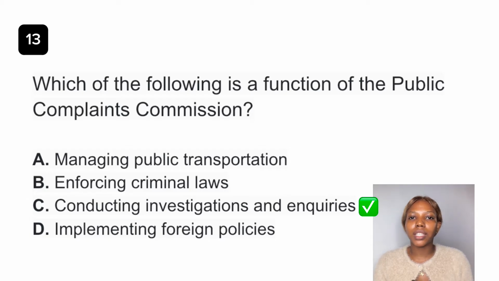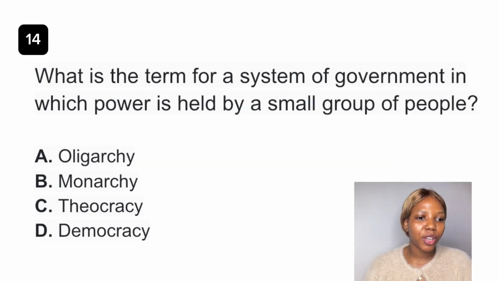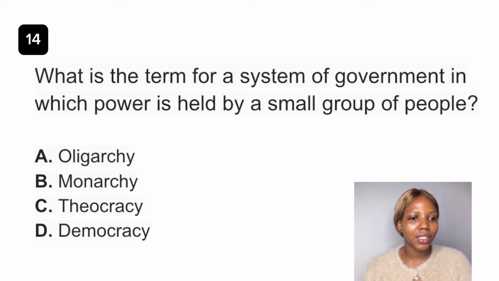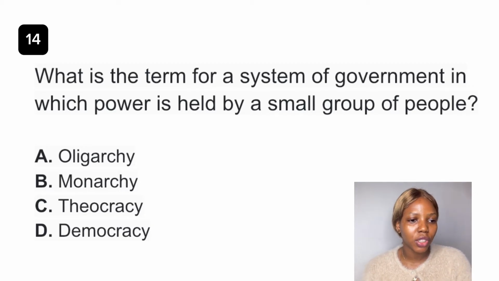And so what they do is they investigate, they inquire into the complaint, and they try to settle the disputes between myself and the government official or the government agency. So you see that the answer to this question is option C, conducting investigations and inquiries. Question 14. What is the term for a system of government in which power is held by a small group of people? Okay, so let's start with the first option. Option A, oligarchy, power is in the hands of a few.